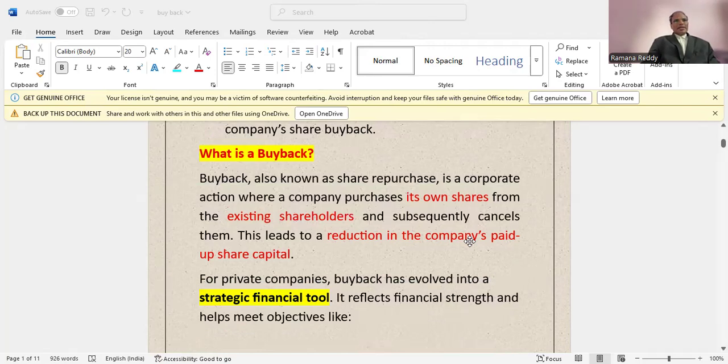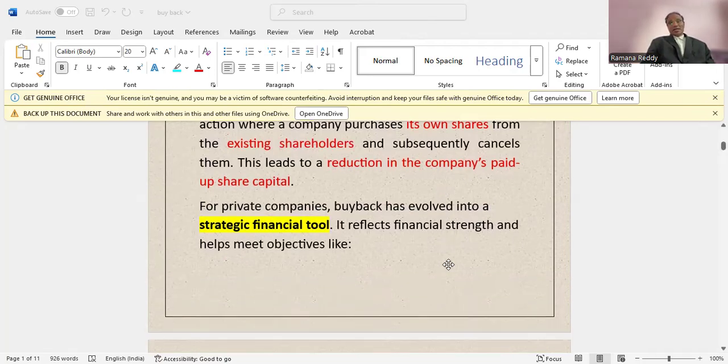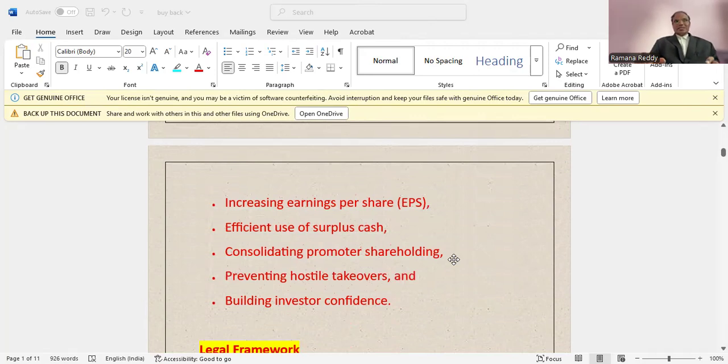For private companies, buyback has evolved into a strategic financial tool. It reflects financial strength and helps meet objectives. What are the objectives? Increasing earning per share. EPS will increase because of the buyback. And efficient use of surplus cash. If the company has surplus cash, then it can use it for buyback of shares. And consolidating promoter shareholding. Once the shares of others are bought back, this will be a tool for consolidating promoter shareholding. And it is preventing hostile takeovers, because the company is only taking back, and building investor confidence.